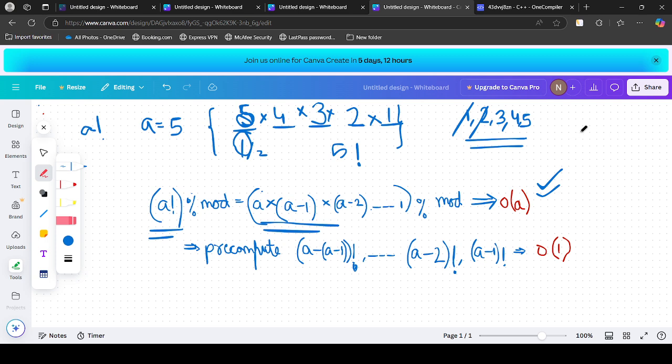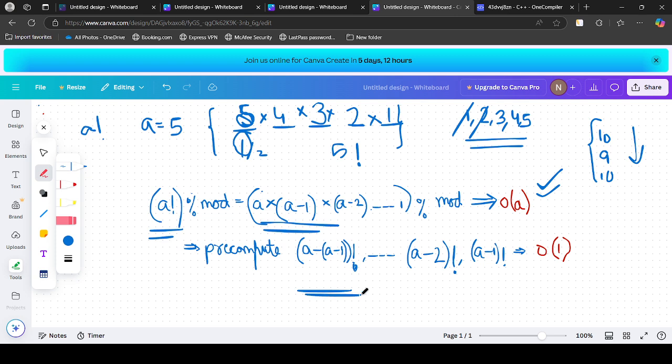But what if there are many values of a and we have to find the factorial of all? For example, the first one we want is 10 factorial, and next we want 9 factorial, and then we want 10 again, and so on. So we cannot do this for all a. So what if we try to pre-compute all?